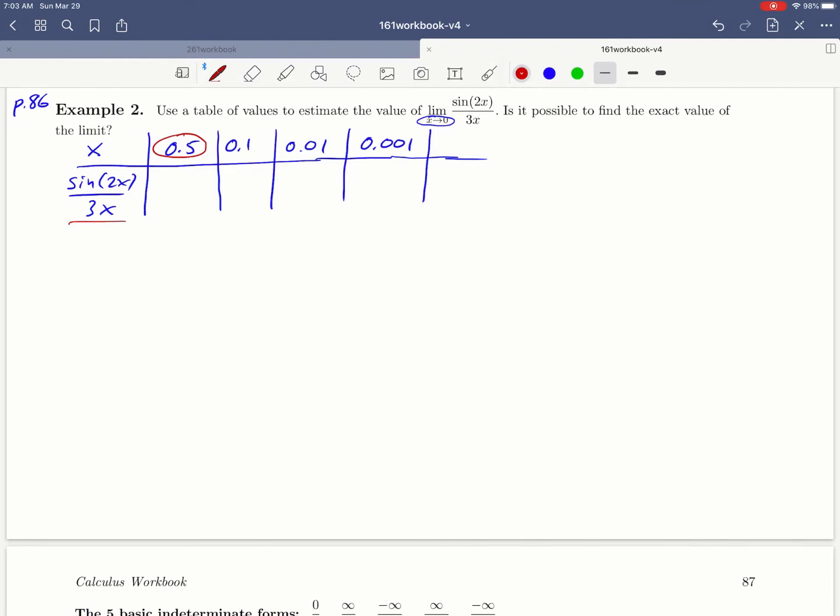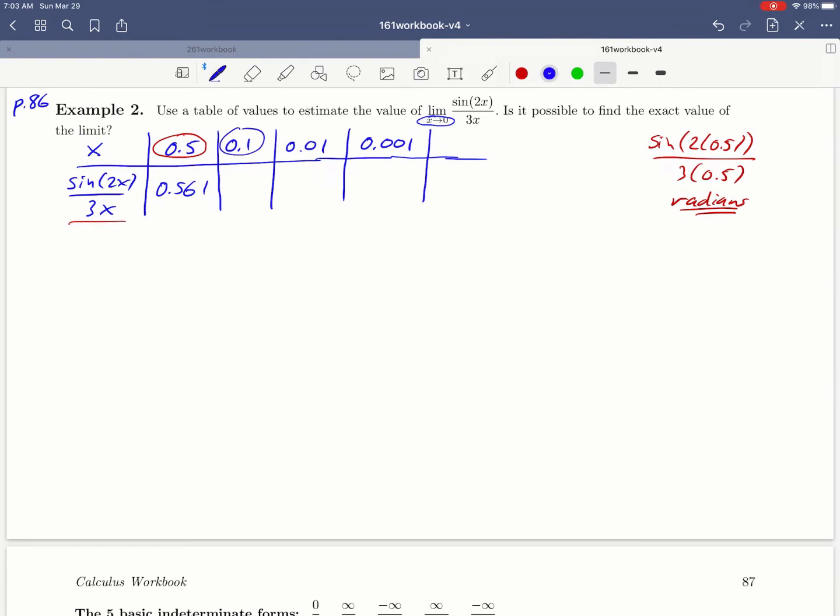So let's start with the 0.5 and do that calculation over here. Sine of 2 times 0.5 over 3 times 0.5. You can do this calculation on your calculator. Just make sure that you're in radians when you do it. That's important when we're using trig functions in a calculus class. If you do that, what you should end up with for an answer is 0.561 if we round it off.